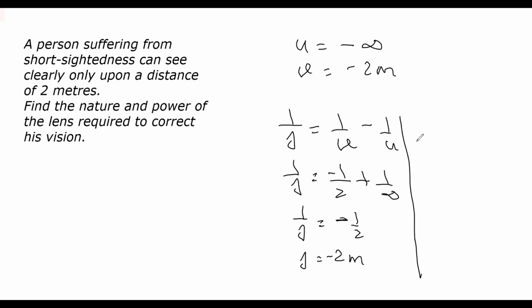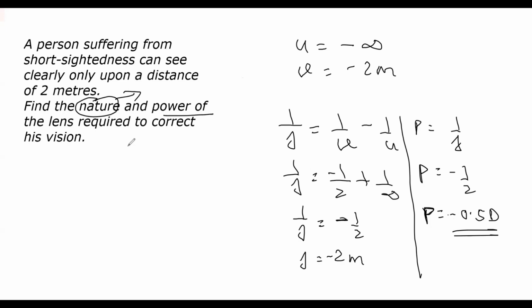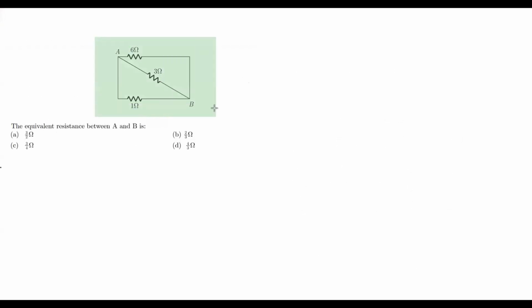But then we have to find out the power, and what we know is power is the reciprocal of focal length. So P comes out to be minus 1 over 2, that is P is minus 0.5 diopter. And nature is what? It is easy to determine. As you can see, F is negative, even P is negative. So we say that it is a concave lens. So nature is a concave lens, and the power needed for the correction is minus 0.5 diopter.